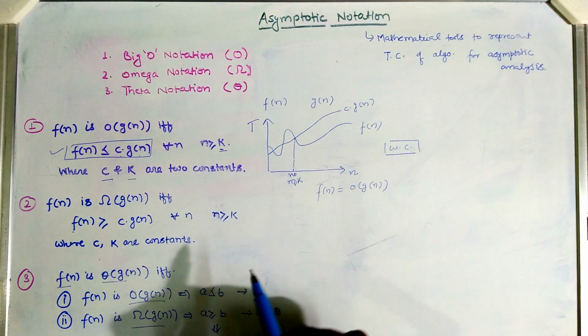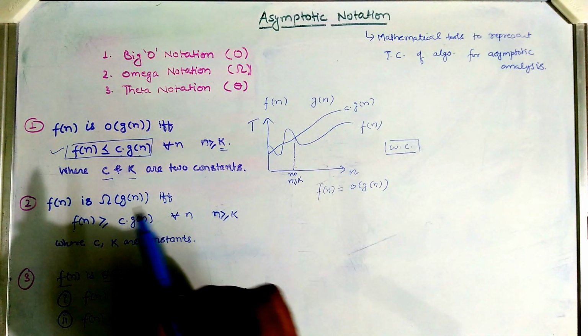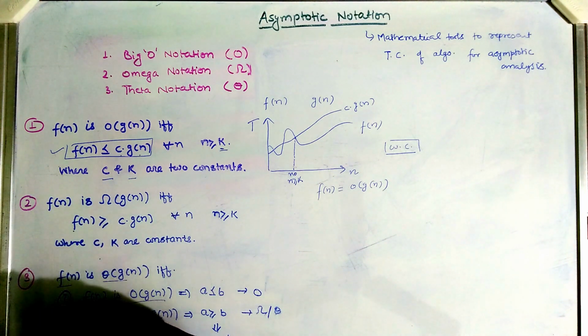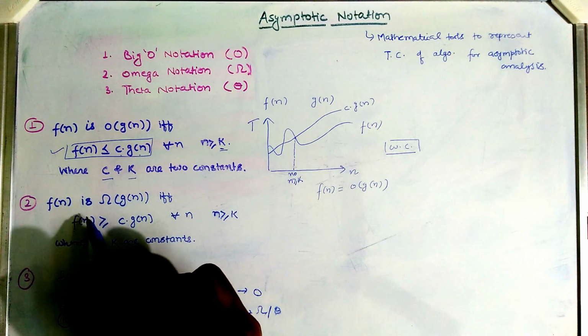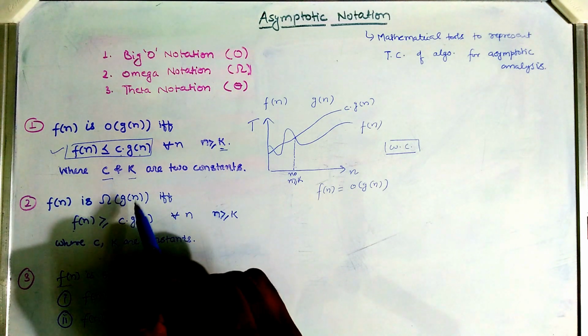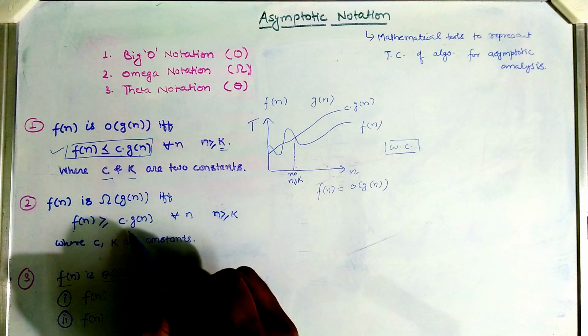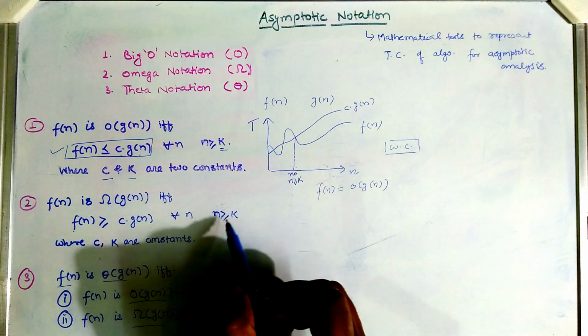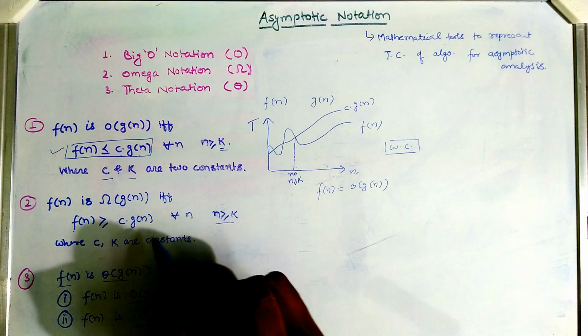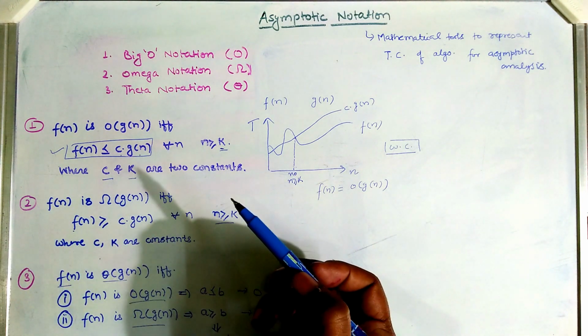Okay, now focus on the second one, that is omega notation. A function f(n) is said to be omega of g(n) if and only if f(n) is always greater than or equal to c times g(n) for all values of n where n is greater than or equal to k, and c and k are some constant values.